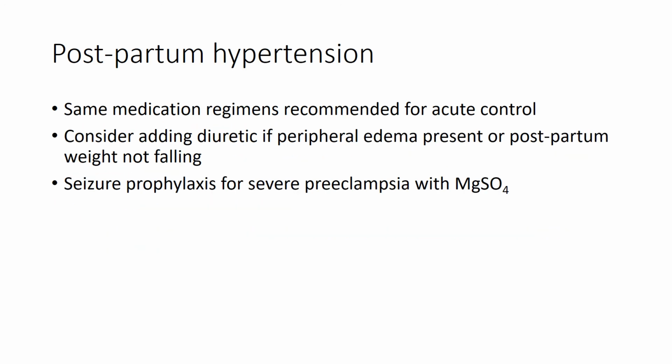Postpartum hypertension is usually present in women who have a history of hypertension during labor and delivery. However, 8% of women with preeclampsia will develop hypertension de novo in the postpartum period. The same medications can be used for blood pressure control. Concerns about placental perfusion are obviously no longer an issue. A diuretic may be of value in these patients, especially if there is still significant peripheral edema or you have evidence that the patient has not had much weight loss since delivery. If severe preeclampsia is present, then seizure prophylaxis with magnesium sulfate should also be instituted.